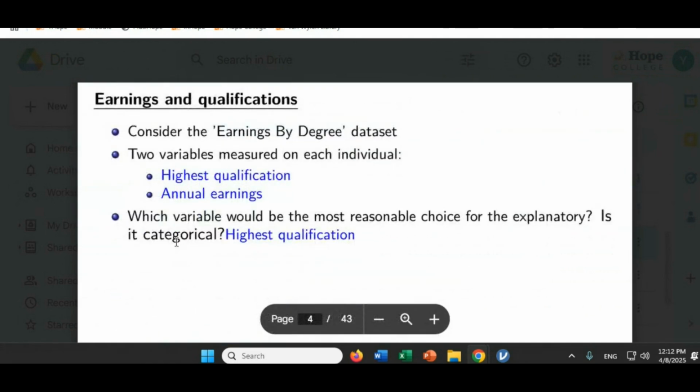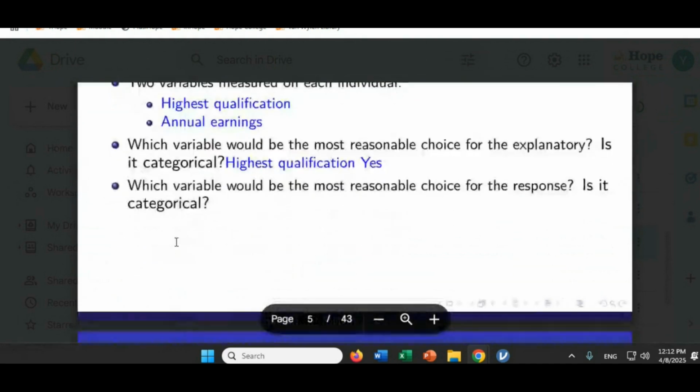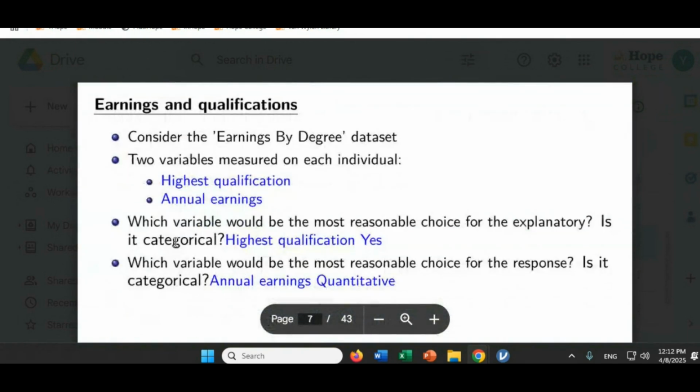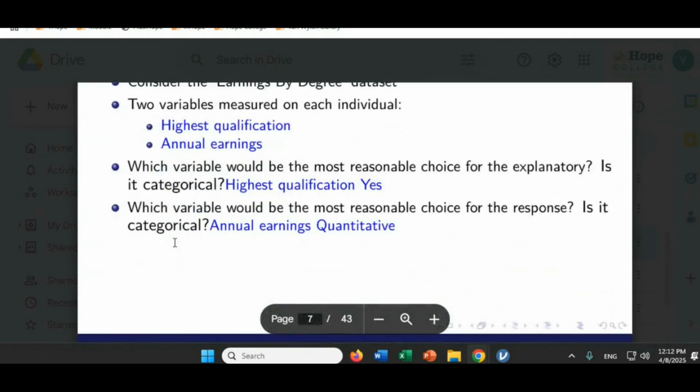Is this categorical? Obviously, yes. Highest qualification was categorical. Therefore, the response has to be the annual earnings. And I hope you realize the annual earnings are definitely quantitative.